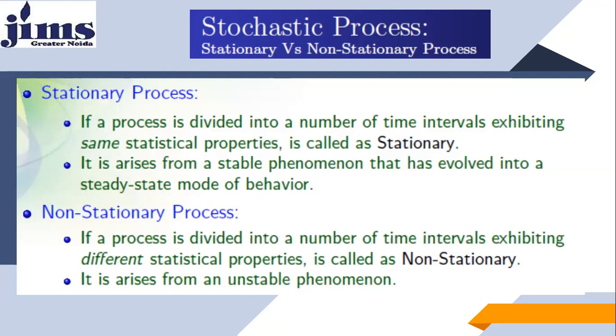So if all these means are equal by shifting the time, the second time we shift 1 hour, the third time we shift 2 hours, and their mean or variance is unchanged, that process is called a stationary process. So in a stationary process, their statistical characteristics are unchanged. They are constant. So these are the stationary processes.